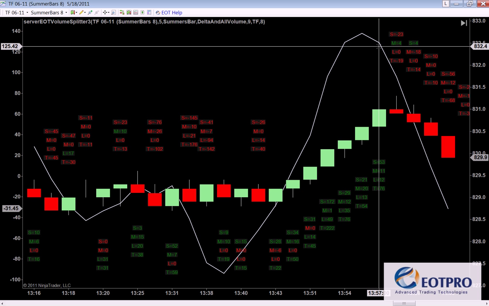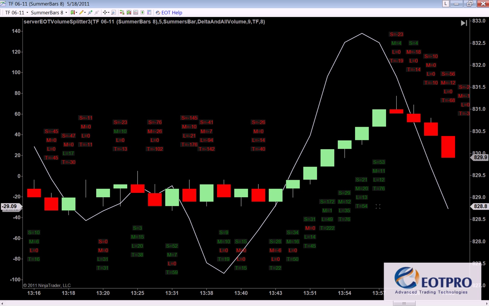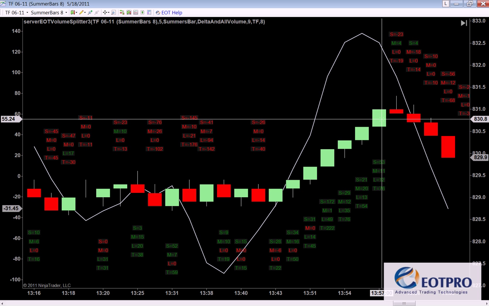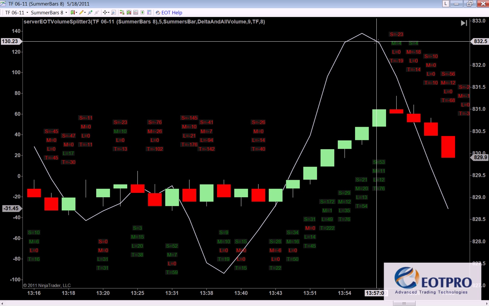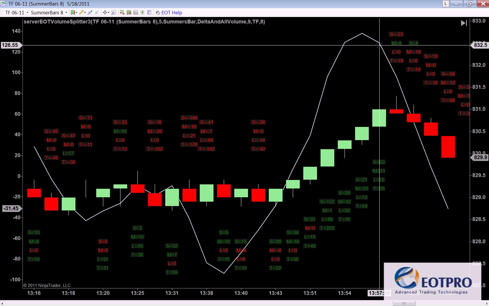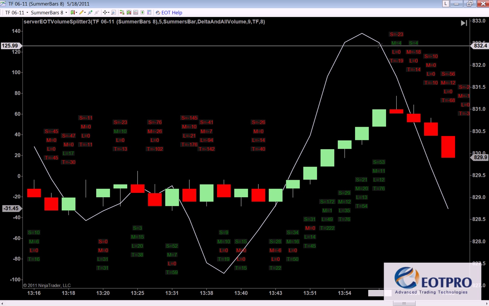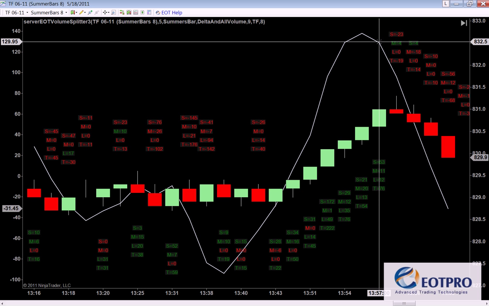And we want to exit when the contracts start to get reduced in a little bit of volume here. So you see this white line is hooked down here. That's when we want to exit. We want to exit the trade. If this line is not going in our direction, we want to exit the trade.